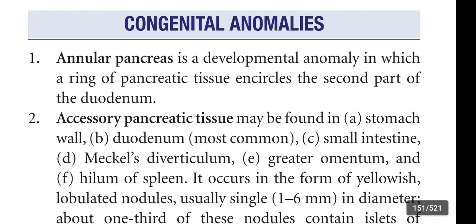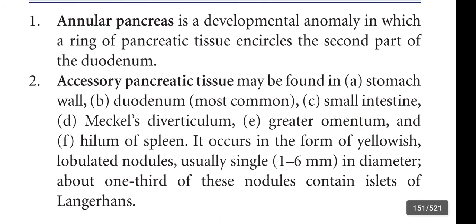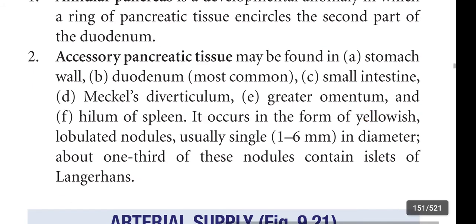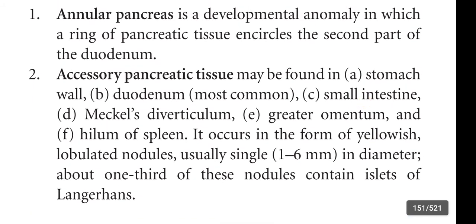Accessory pancreatic tissue may be found in the stomach wall, duodenum (most common), small intestine, Meckel's diverticulum, greater omentum, and hilum of the spleen. It occurs in the form of yellowish lobulated nodules, usually single, 1 to 6 mm in diameter. About one-third of these nodules contain islets of Langerhans.